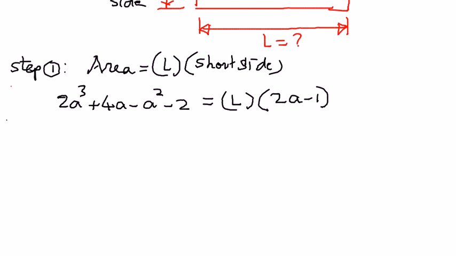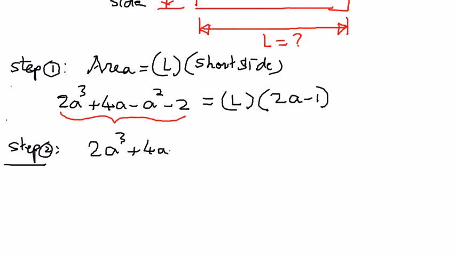So to do that, we're going to follow the next step. We want to factor this part of the expression first. And how do we do that? Between 2a cubed and 4a, we want to see what is common. Let me write that here: 2a cubed plus 4a minus a squared minus 2. Between these two terms, what is common? 2a is common. If I were to pull out 2a, what is left? We are left with a squared inside the parenthesis plus 2 inside the parenthesis.